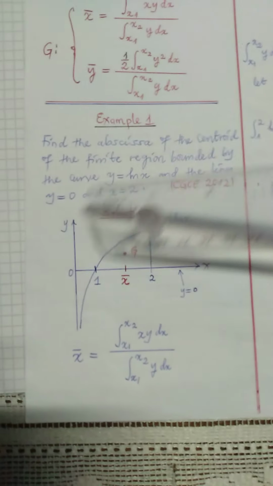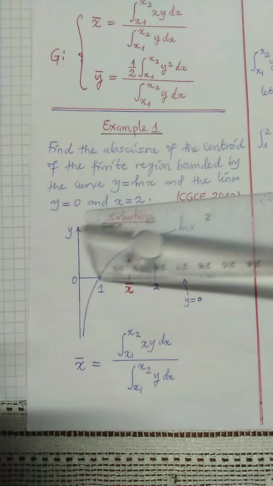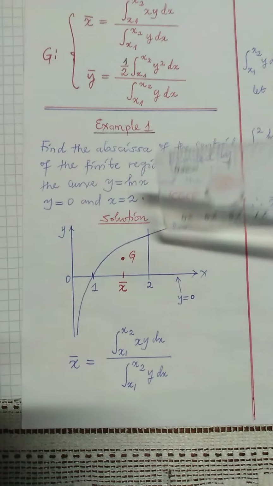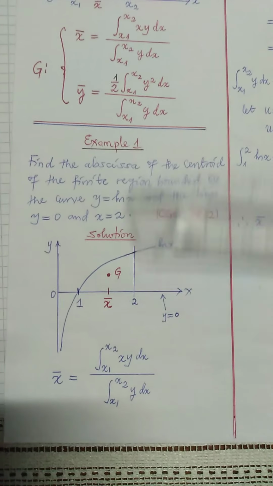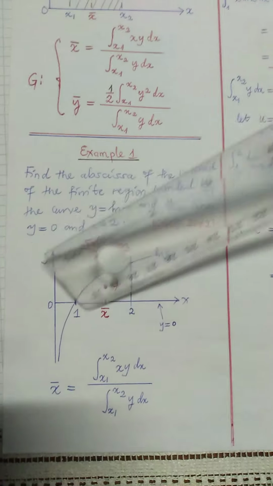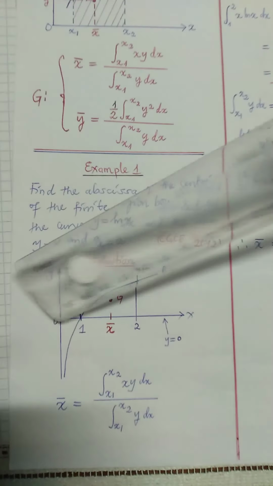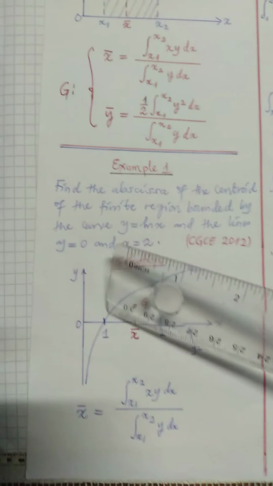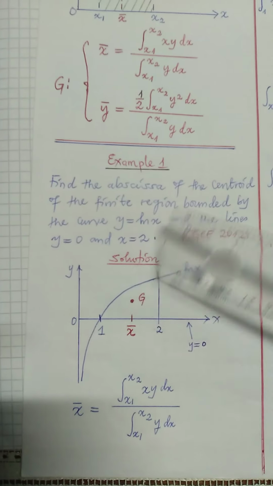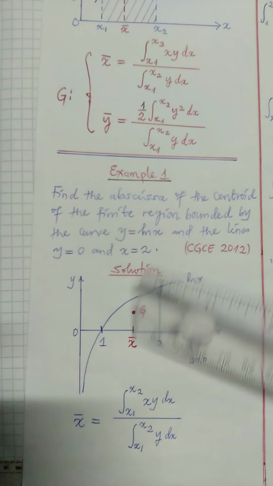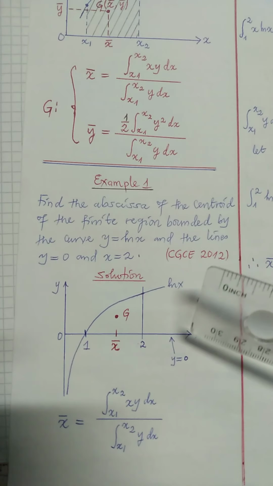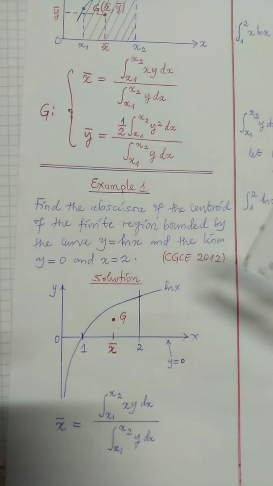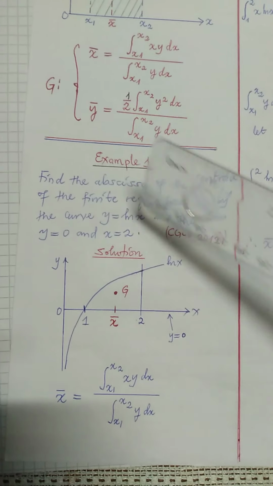This is the graph of ln x. Ln x intersects the x-axis at 1, and this is the line x equals 2. Then the line y equals 0, that's the x-axis. We are asked to find the centroid of this region, and we notice that in this region our x1 is 1, our x2 is 2. We are asked to find the abscissa, and the abscissa means x bar.